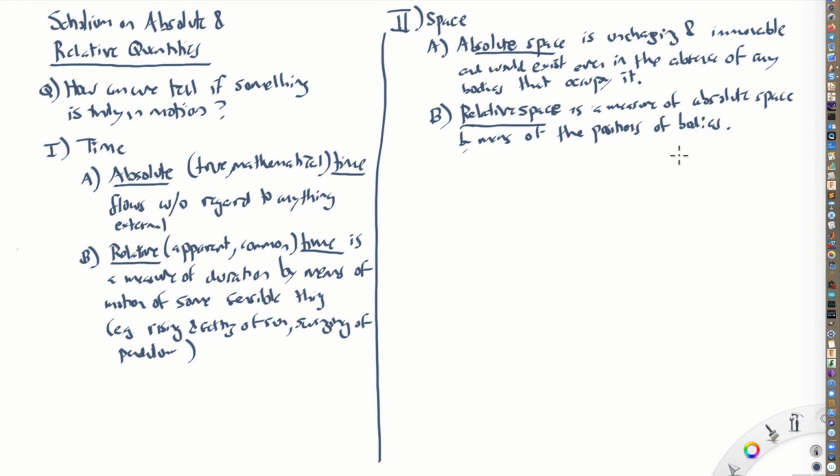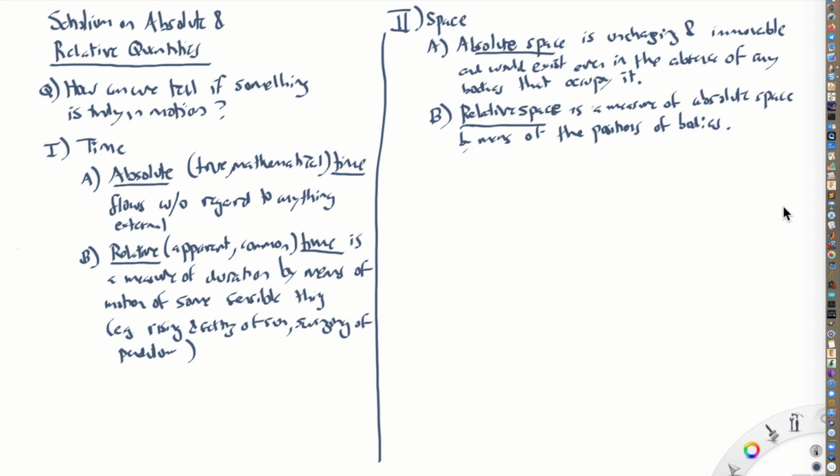And once again, just like Einstein will later reject the idea of absolute time, Einstein will reject the idea of absolute space. He's going to claim that since absolute space cannot be measured, it's nonsensical to even talk about it.